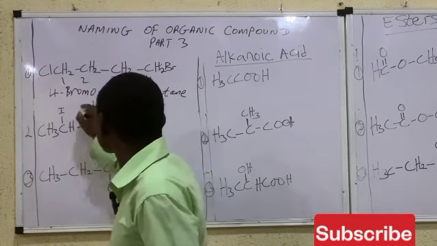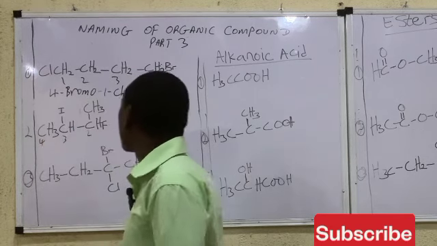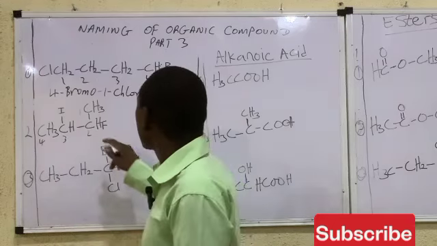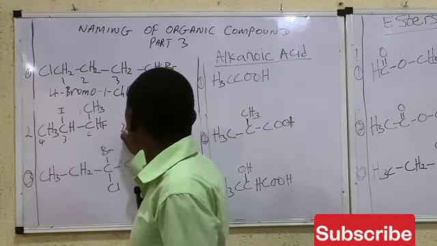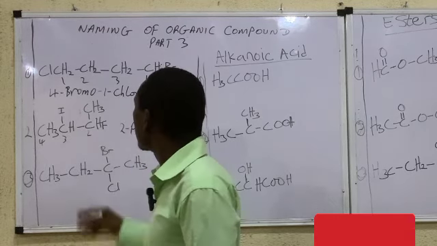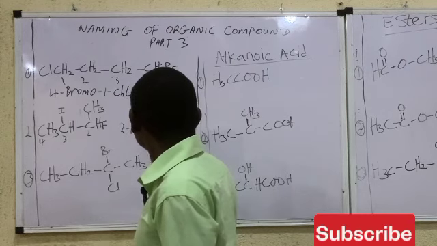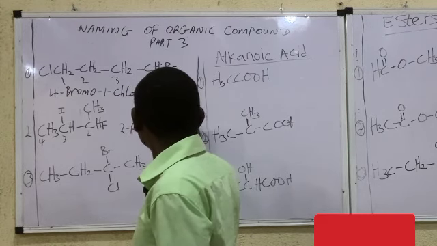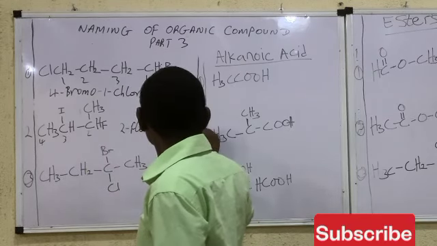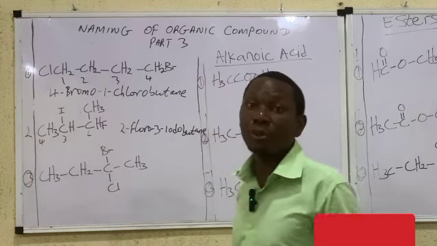1, 2, 3, 4. So in this case, how will I name this compound? It's simple. 2-fluoro, 3-iodobutane. And it's quite easy. I'm just doing it casually because the process is quite easy.